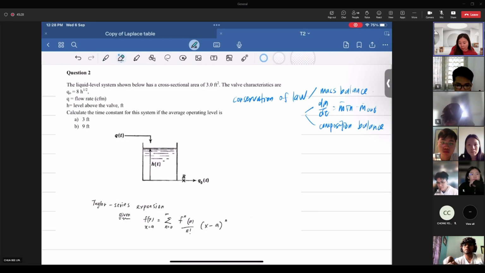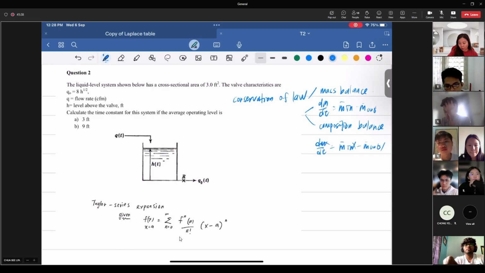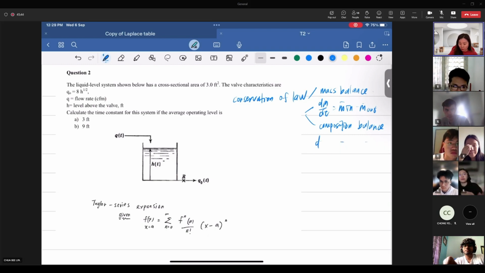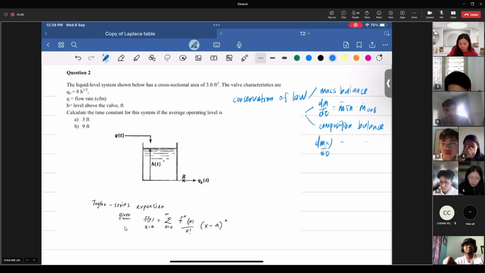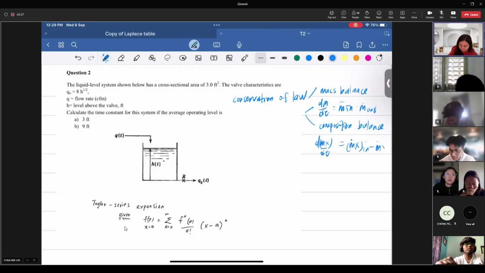Okay, so composition balance is exactly the same as dm over dt, then m dot in minus m dot out, but you multiply with the x. So you will write in a more proper way, which is d(mx) over dt equivalent to m dot x in minus m dot x out. Okay, so this is the composition balance.